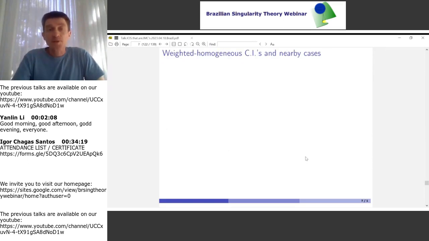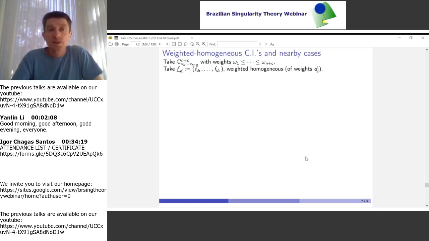So, let's speak about weighted homogeneous complete intersections, or some other cases, for example, Newton non-degenerate. In these cases, one can give some criteria without checking any discriminant, which is useful. Let's take the affine space of dimension n plus c, and let's assign some weights, and we will assume that the weights are ordered, as it is here. And let's take several weighted homogeneous polynomials. So f_d1 is of weighted degree d1, and so on.